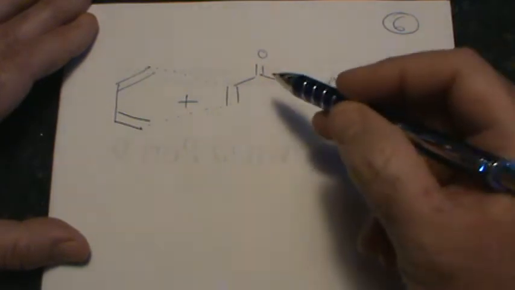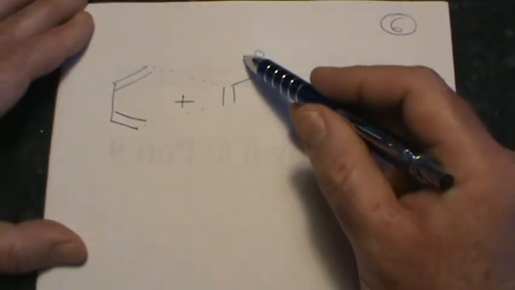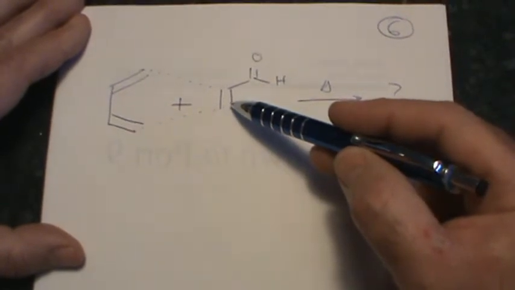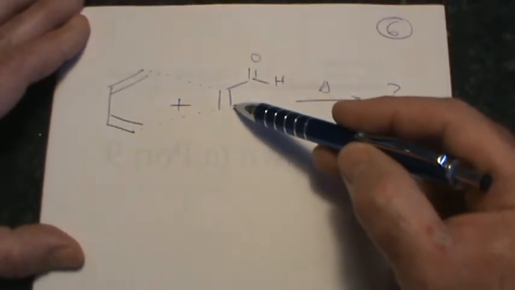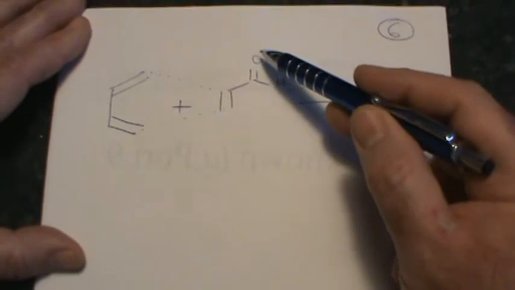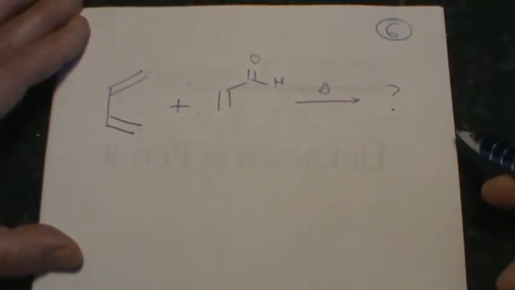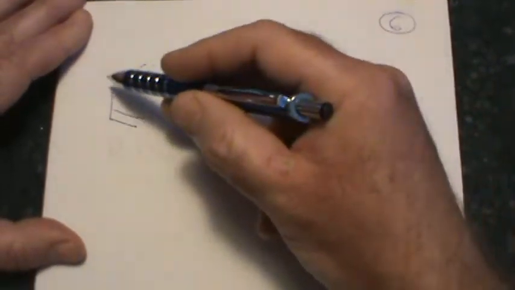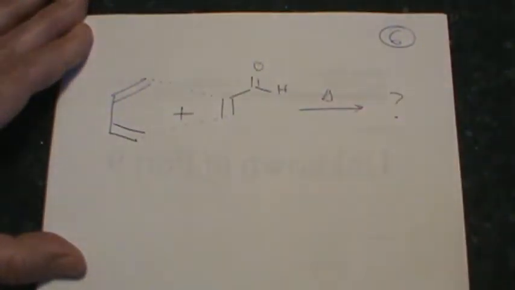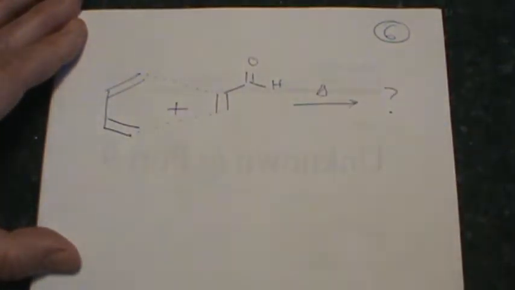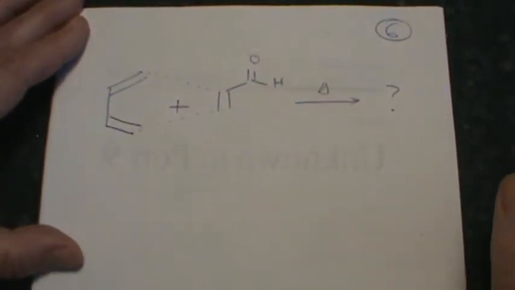Now, another thing I want to point out here is that on our dienophile, I have this aldehyde present. It's actually very common on the dienophile to have an extra substituent which might have some pi electrons associated with it. But it doesn't change the fact that we're just going to focus on the electrons that are involved in the cycloaddition. There'll be 4 electrons on the diene and 2 electrons on the dienophile that are involved in a Diels-Alder cycloaddition.